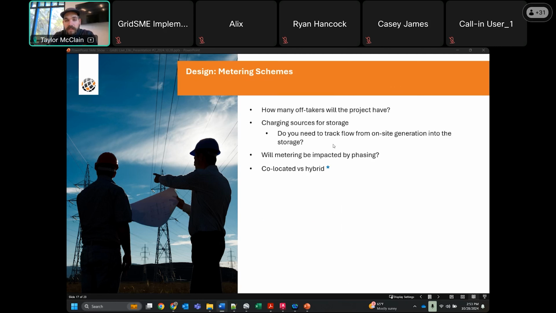As we kind of touched on before, there's a lot of things like the charging sources for your storage. Are you going to have phasing? Are you going to be co-located versus hybrid? And another thing to consider is how many off-takers you'll have for the project. So there's just a number of things that could come into play with this metering design. And the E&I group itself at any particular spot might not be the best to talk about this, but definitely go out and find yourself a metering expert and talk to them about the potential roadblocks you could run into.